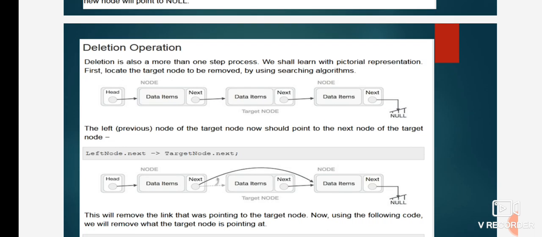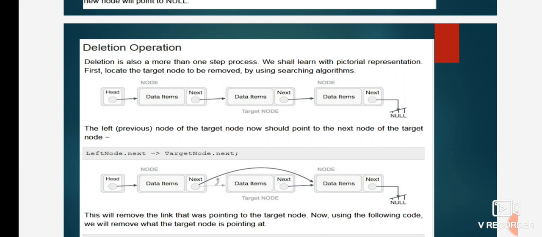Then the deletion operation. The deletion is also a more than one step process. We shall learn with a pictorial representation first, and then locate the target node to be removed by using a searching algorithm. Here the left, previous node of the target node should now point to the next node of the target node. Then in the C program, left node dot next equals target node dot next.